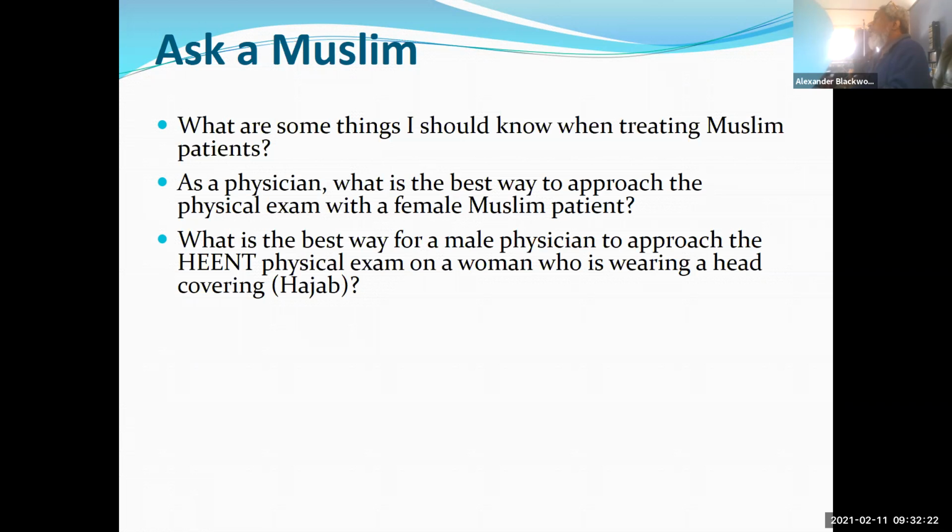What are some of the things I should know when treating a Muslim patient? As a physician, what is the best way to approach the physical exam in a female Muslim patient? What is the best way for a male physician to approach the exam on a woman who is wearing a hijab? But then again, we showed our true colors. Next slide.